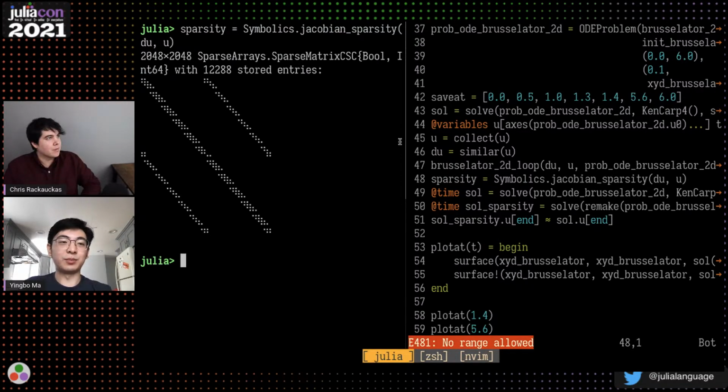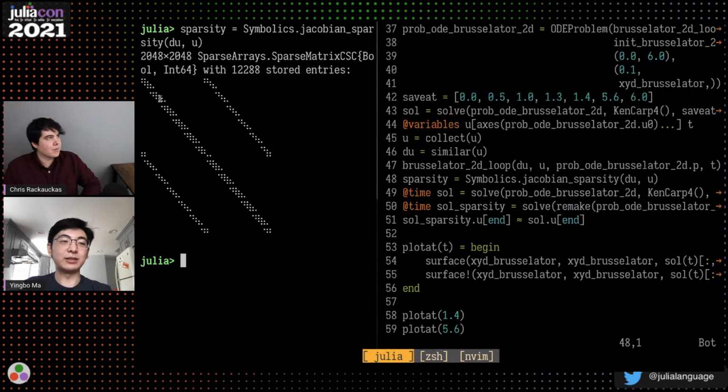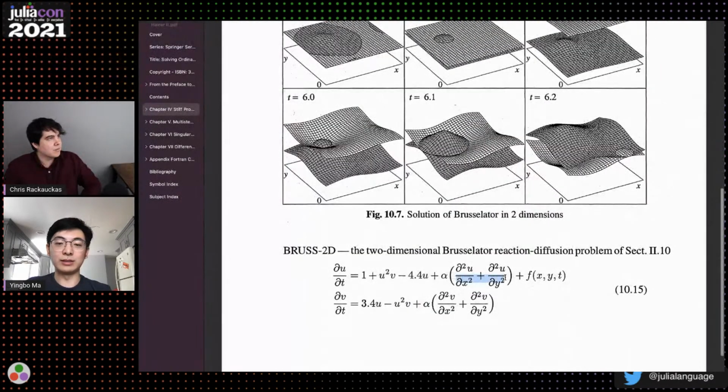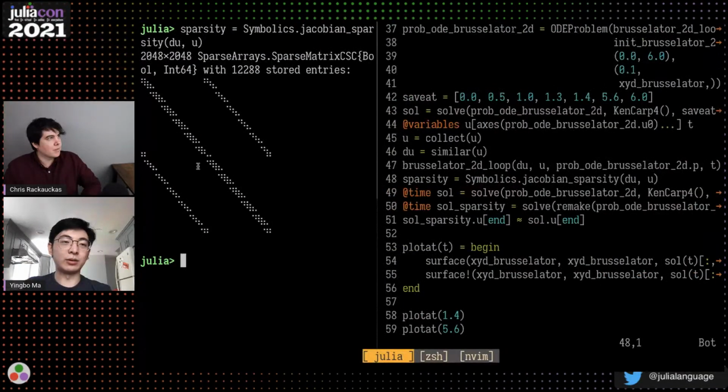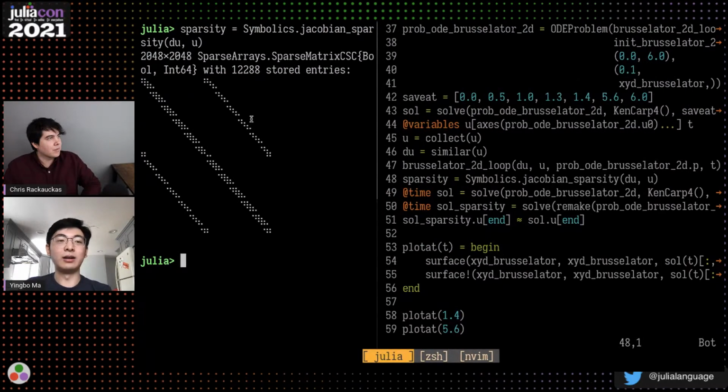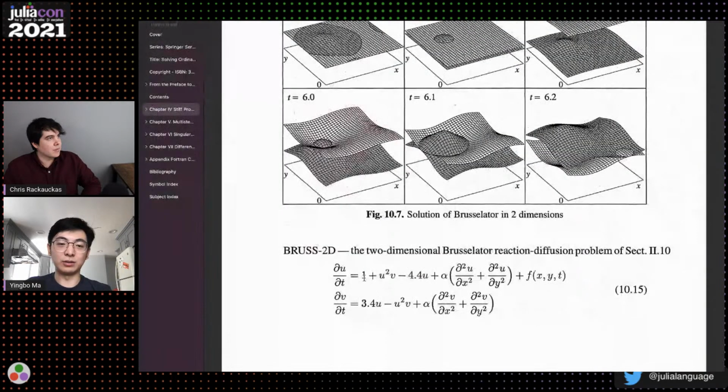So it's pretty fast. And then you can see that the diagonal non-zeros are from the Laplacian term. So that's the diffusion term. And then the off-diagonal patterns are from the nonlinear reaction terms. So that are these terms.